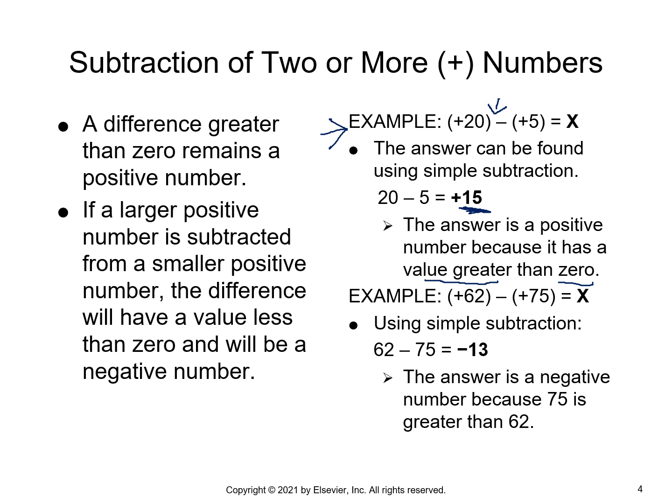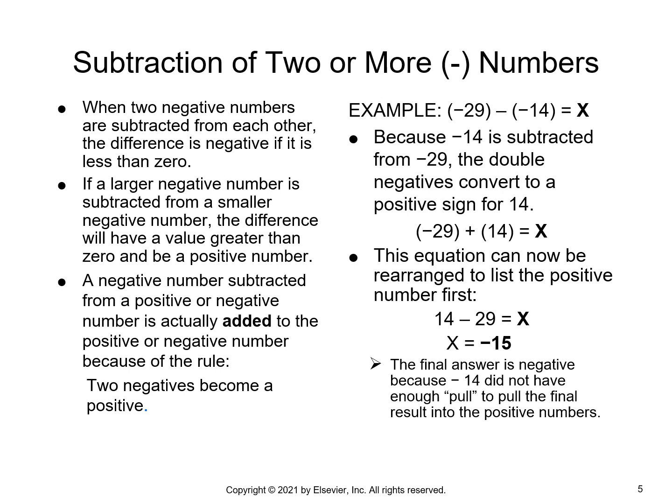Now, if a larger positive number is subtracted from a smaller positive number, the difference will have a value less than 0 and will be a negative number. So in this situation, the larger of these positive numbers is being subtracted from the smaller. So you have $62 in your account, and then a bill comes out for $75, and guess what? You have overdrafted your account for a negative $13. The answer is negative because 75 is greater than 62. So you have a negative 13.